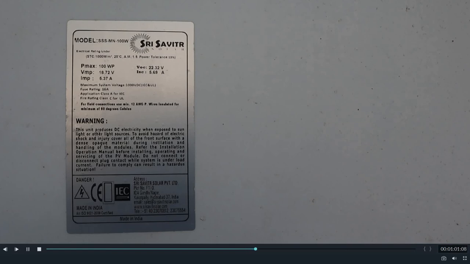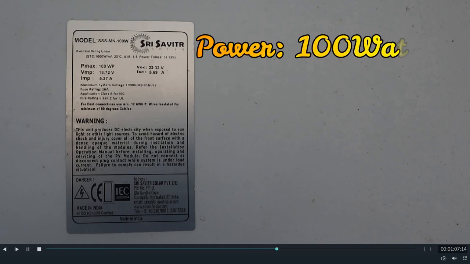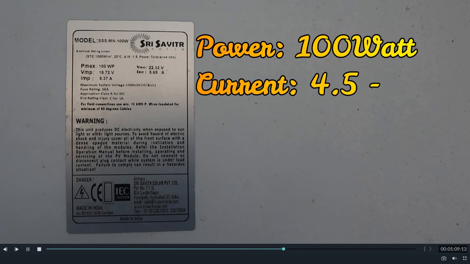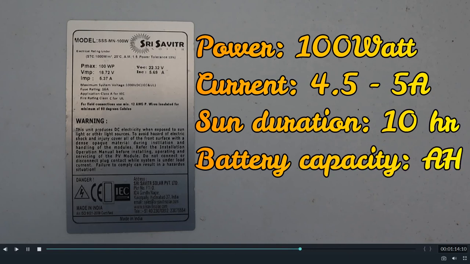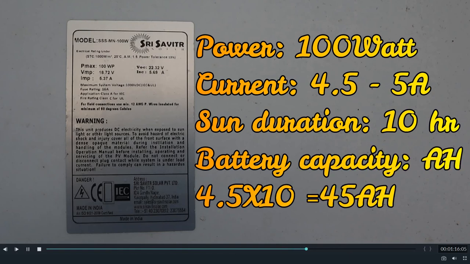So if we are using a solar panel of 100 watt capacity, as the intensity of the sunlight will not be the same throughout the day, we shall consider the current throughout the day will be 4.5 to 5 amps, which shall be available for 10 hours a day. Hence, the battery shall be charged at a rate of 4.5 amps for a duration of 10 hours.